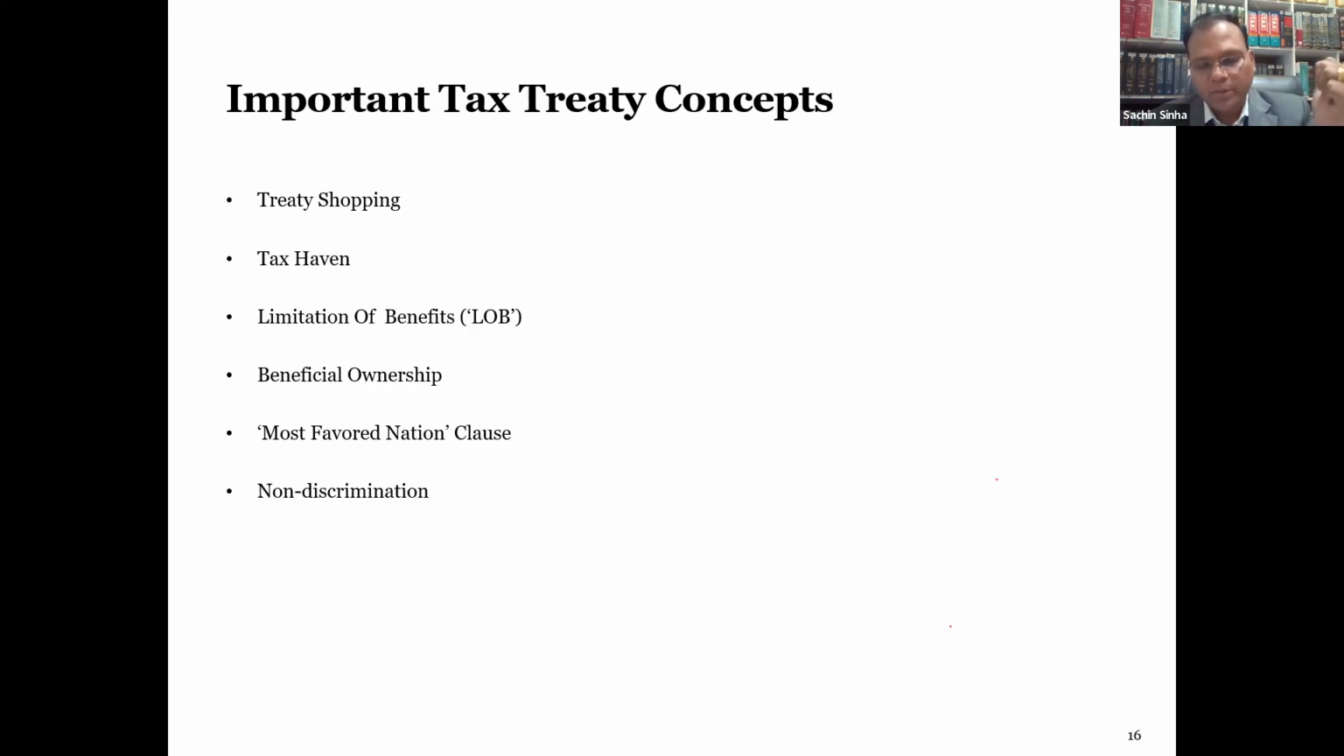Like the concepts mentioned here: treaty shopping. So let's discuss what is treaty shopping and then tax haven. You might have heard of tax haven, because most of the clients say, I want to open a company in a tax haven. LOB clause: when you read the protocol, you'll understand what the LOB clause is. Beneficial ownership: when you read Articles 10, 11, 12, in most of them the beneficial ownership clause is there. Then most favoured nation, and non-discrimination.